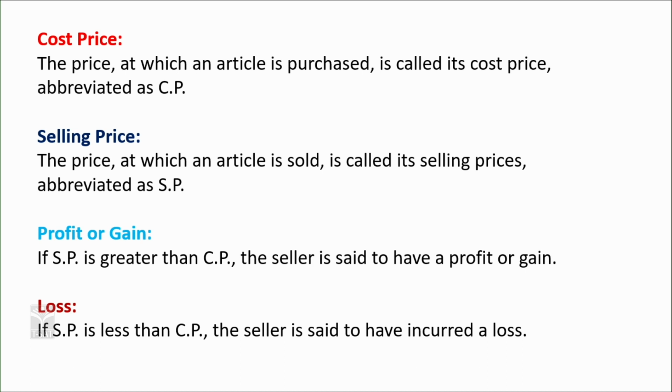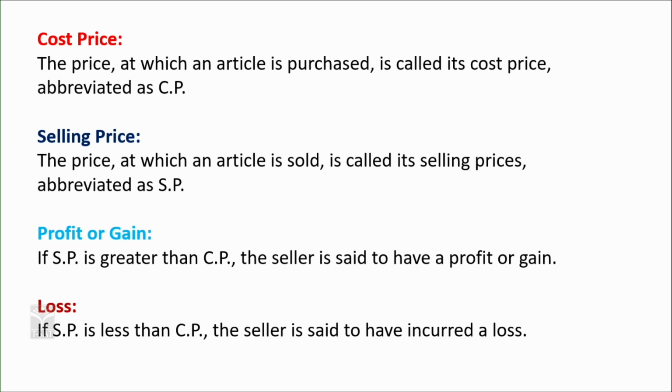The price at which an article is purchased is called its cost price. Of course, we abbreviate it as CP. So, the amount you pay to purchase an article will be called the cost price. The price at which an article is sold is called the selling price, and it is abbreviated as SP. So, the price at which you sold it will be considered the selling price.